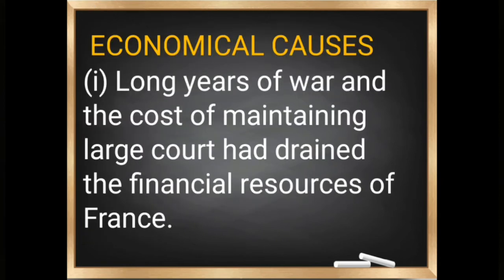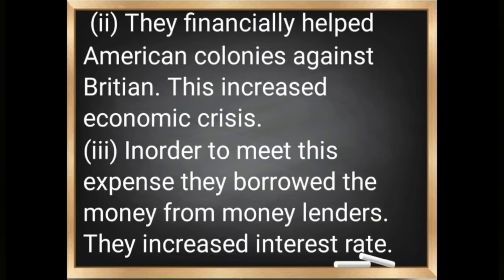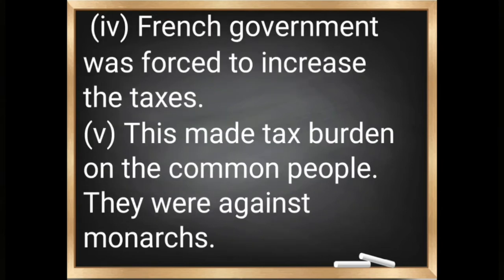Next, economic causes. First point, long years of war and the cost of maintaining a large court had drained the financial resources of France. Second point, they financially helped the American colonies against Britain. This increased the economic crisis. Third point, in order to meet this expense, they borrowed money from moneylenders. They increased the interest rate. Fourth point, the French government was forced to increase the taxes. Fifth, this made a tax burden on the common people. They were against the monarchs.